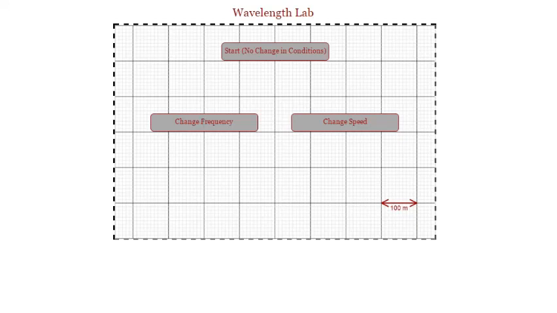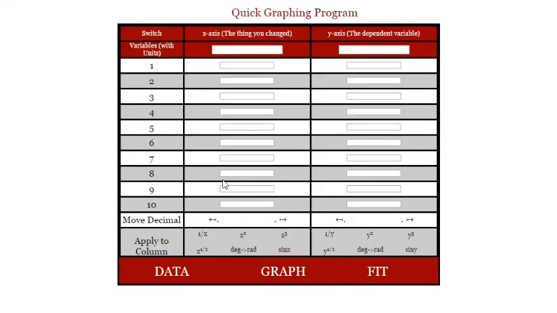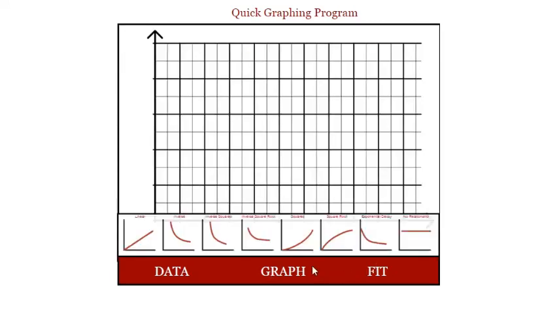So you're going to go into a graphing program, and you're going to graph your wavelength on the y-axis and your frequency on the x-axis. You're going to put your frequency values on the x-axis. You're going to put your wavelength on your y-axis. And then the question is, what kind of fit does your graph look like? So you'll graph it, you'll fit it, and you'll see which one is most appropriate for your data.